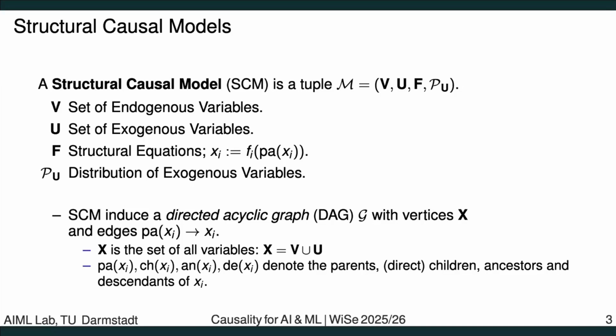So if we have all of this tuple that defines a structural causal model, this then induces a graph where all our variables are the nodes and the structural equations from the parents to their children define the edges. So just a brief recap, because there was some confusion also from my side. So we define parents, children, ancestors, and descendants. And with children particularly, I will use that for the direct children.